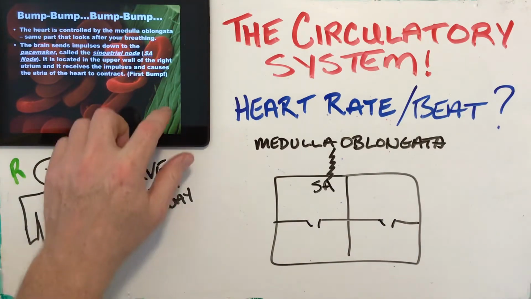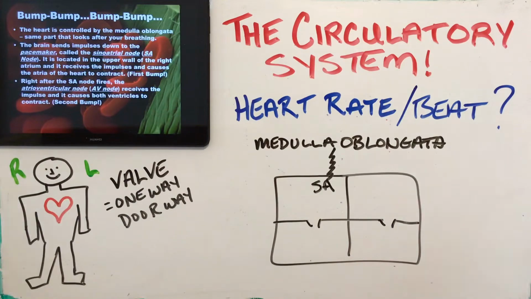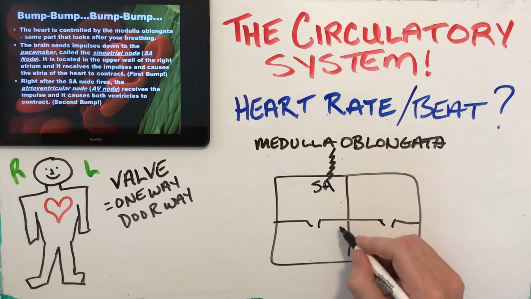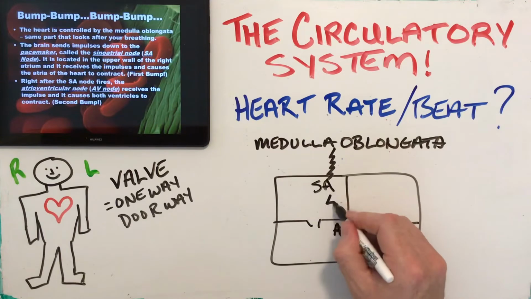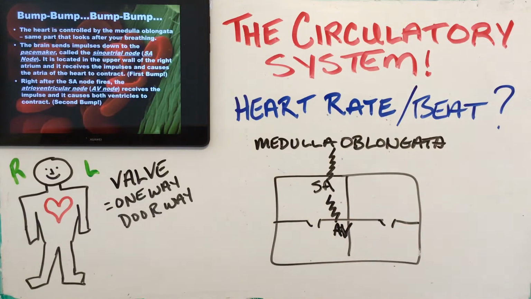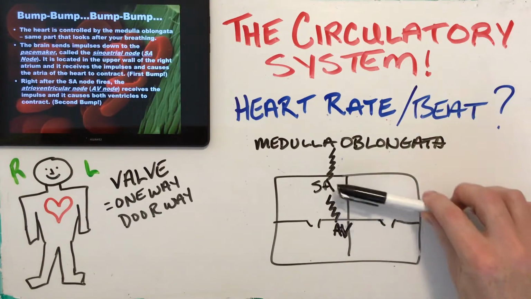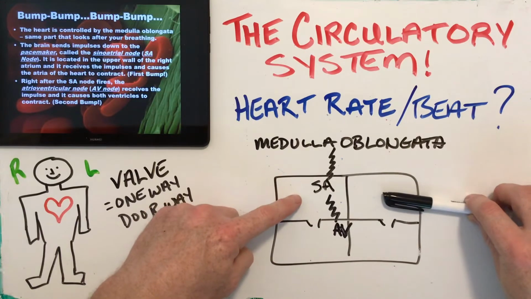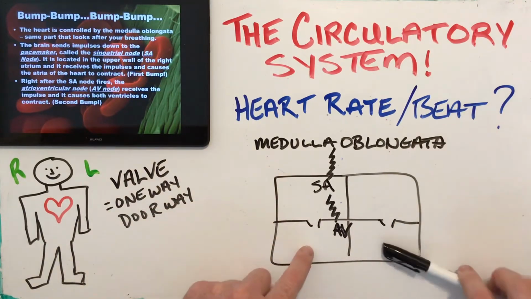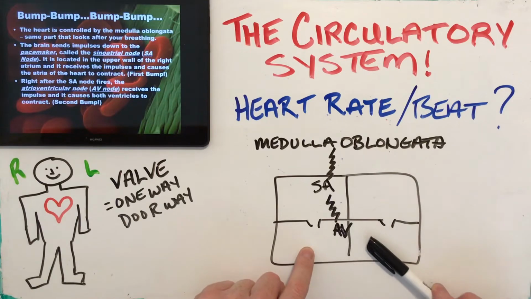As soon as the SA node fires, almost immediately after, the AV node fires. And the AV node is located in between the two ventricles. I'll put AV here. So after it hits here, the electrical impulse, again, is very, very fast. Nervous impulses travel incredibly quick. The SA node fires, the two top chambers squeeze. When they squeeze, blood goes down. Then the AV node fires.